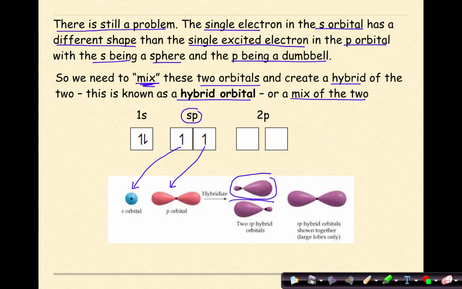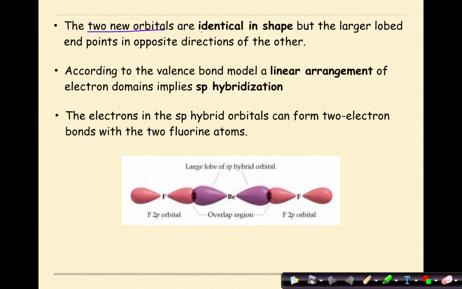So one there and one there. So two sp hybrid orbitals. Ultimately, they're going to overlap and represent sp. The two new orbitals are identical in shape, but the larger lobed end points in the opposite direction of the other. According to the valence bond model, a linear arrangement of electron domains implies sp hybridization.